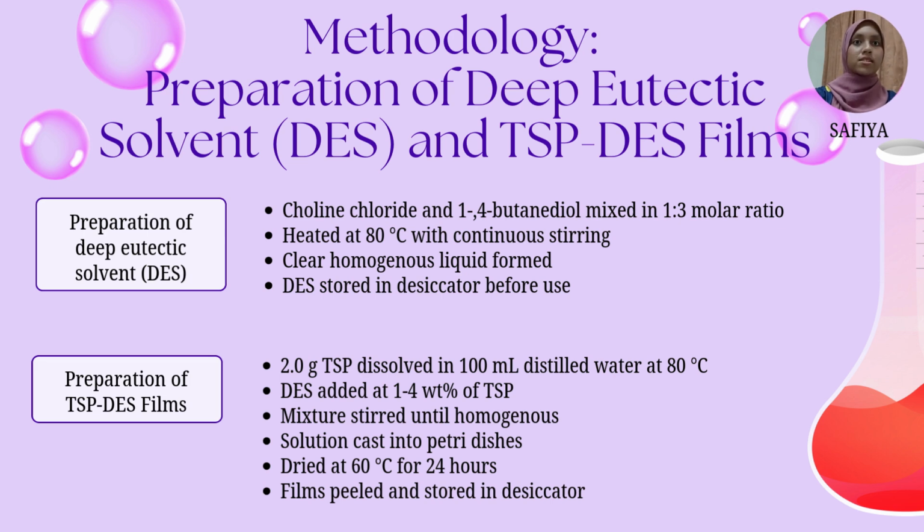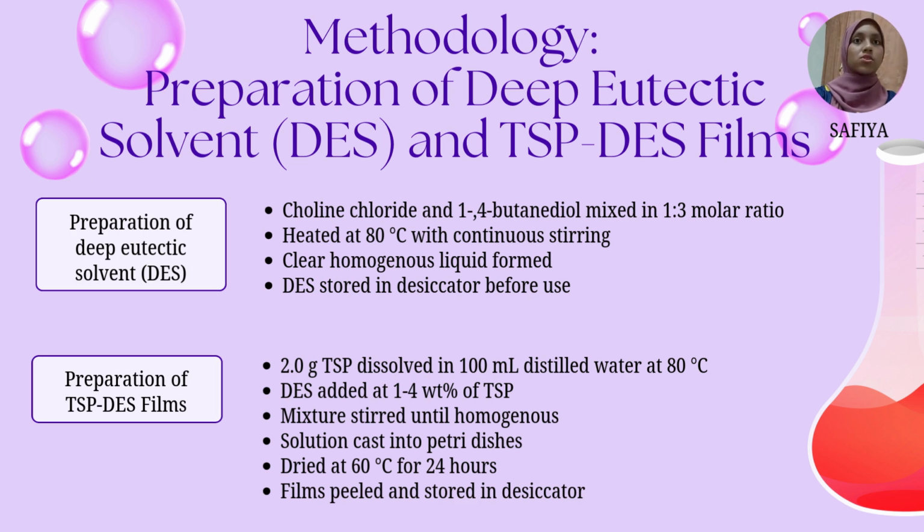Next, the preparation of TSP-DES plasticized films. The TSP films were prepared using the solvent casting method. First, 2 grams of TSP were dissolved in 100 milliliters of distilled water at 80 degrees Celsius with constant stirring until a complete solution was formed. Then, the prepared DES was added into the TSP solution at different weight percentages, ranging from 1% to 4%, according to the sample designations. The mixture was stirred thoroughly to ensure good homogeneity.